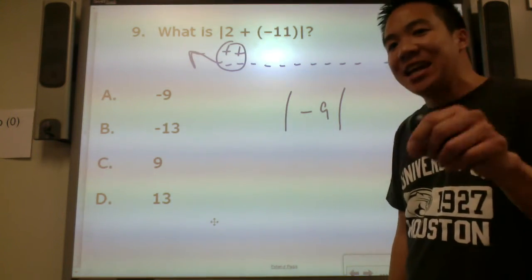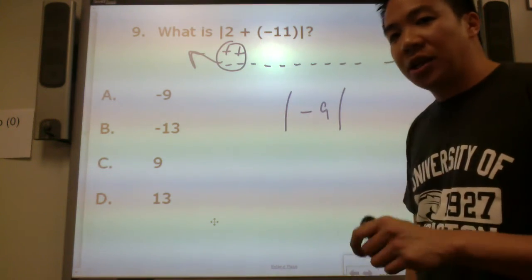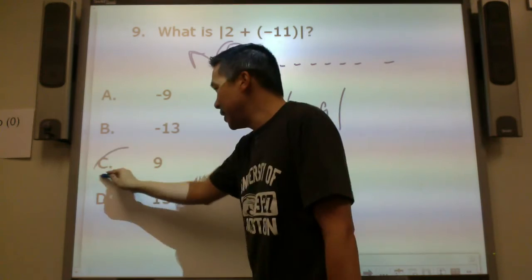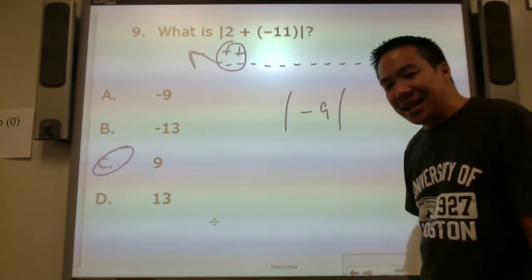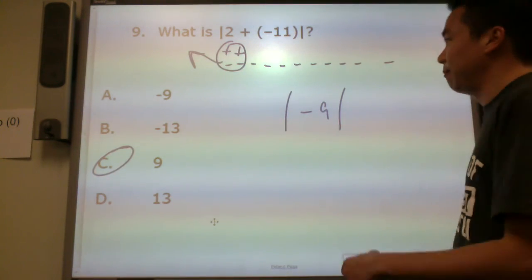How far is negative 9 from 0? 9 units away. C is the answer. Remember, distance is always positive.